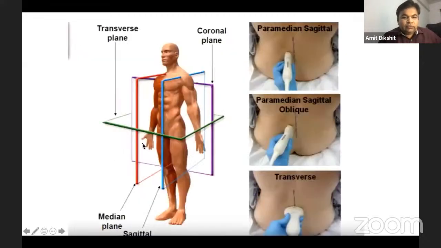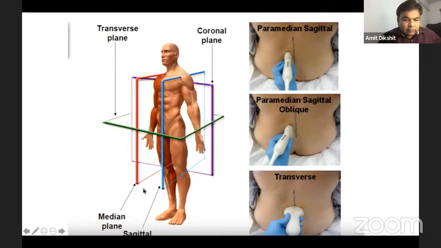And so we'll just come to some basic scanning techniques. There are predominantly two techniques. One is a transverse midline scan, and second is a parasagittal scan. So we do paramedian, sagittal, oblique and all that. I have been teaching this spine sonoanatomy.